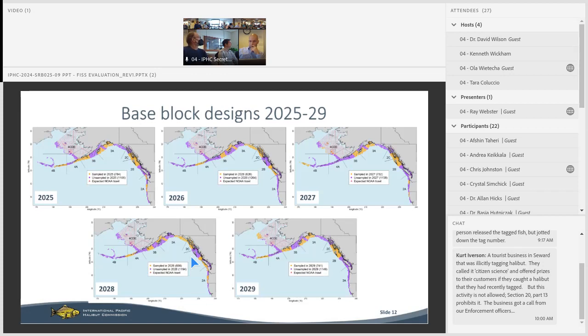So these are the base block designs for 2025 to 2029, should they be implemented. And you see that pretty much the entire coast is covered over that 5-year period. There are some exceptions like Northern California, which is not high priority because of low density, the inside area 2B, but otherwise, over a relatively short period, we have very high coverage, leading to low potential for bias and maintaining precise estimates.